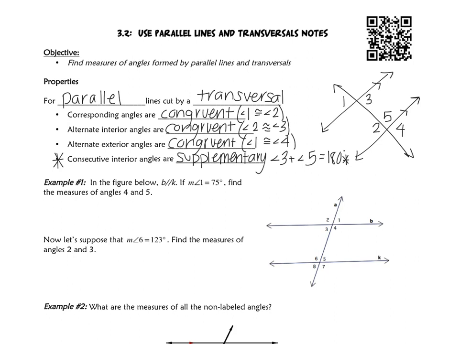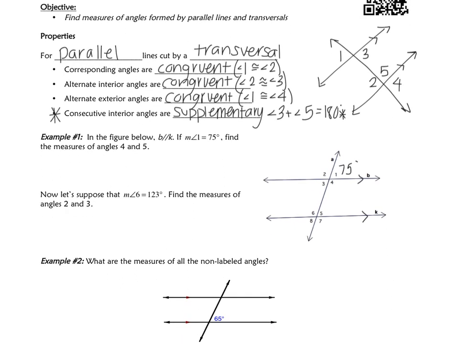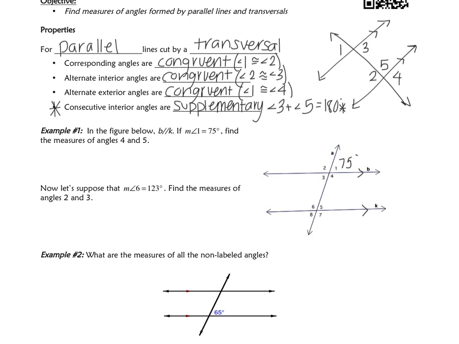Example 1, in the figure below, line B is parallel to line K. Let me put that little marking. That's super important. We need to have that fact. If angle 1 is 75 degrees, find the measures of angle 4 and angle 5. Looking at this, since angle 1 and angle 4 are a linear pair, that means they would add up to 180 together. Angle 1 plus angle 4 would equal 180, which leaves angle 4 being 105 degrees. So they're a linear pair and supplementary.